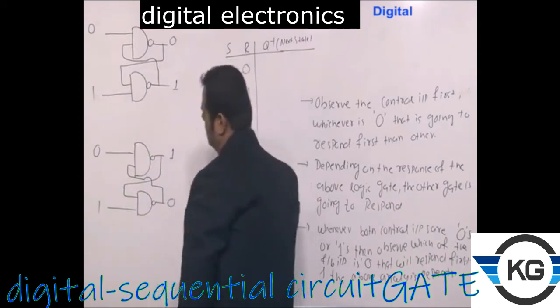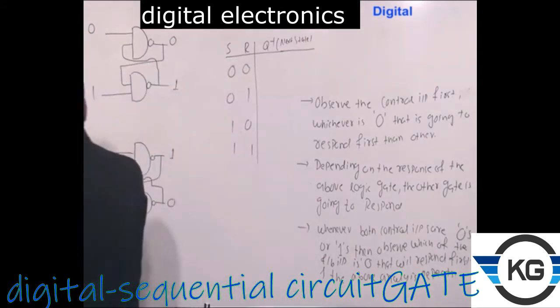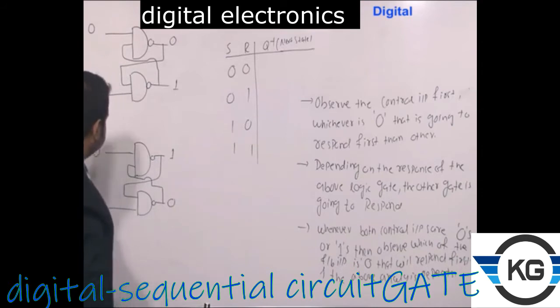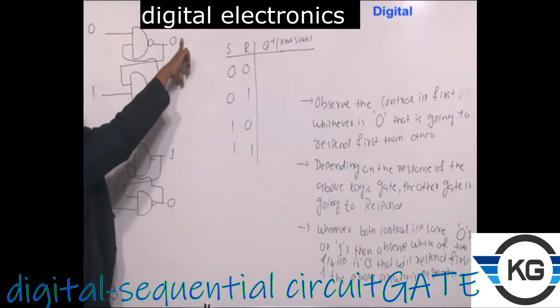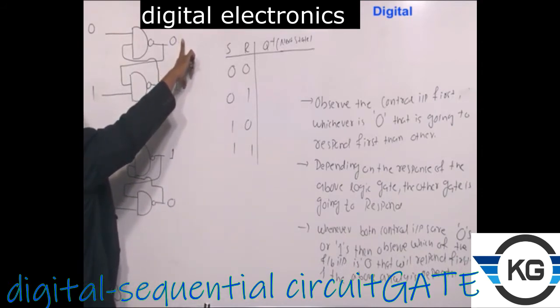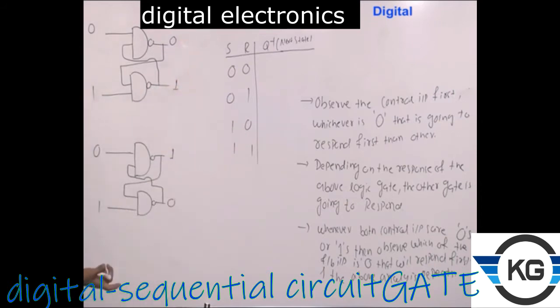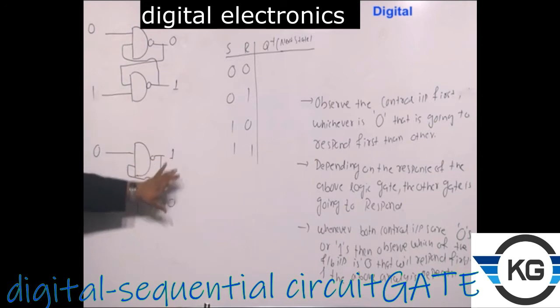What is the physical significance of that? Whatever we assume here initially for analysis purposes is known as the present state, because the output is not given and you are assuming some arbitrary value. Along with that present state, we are going to excite the circuit with some external inputs, S and R. Depending on the present condition and the external inputs, we are going to see what the next state is.